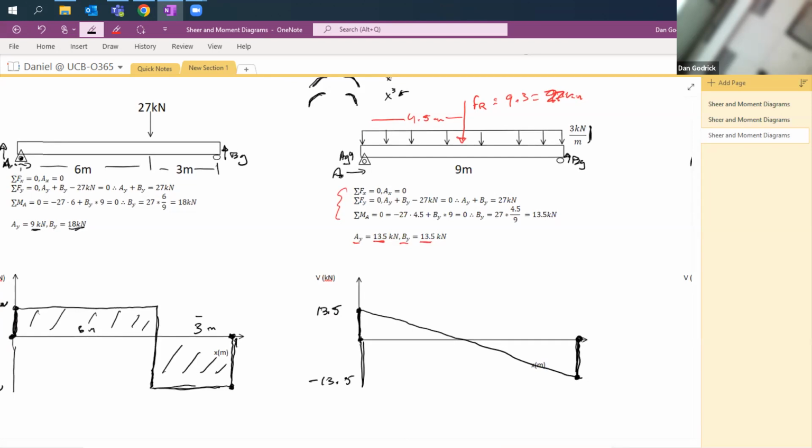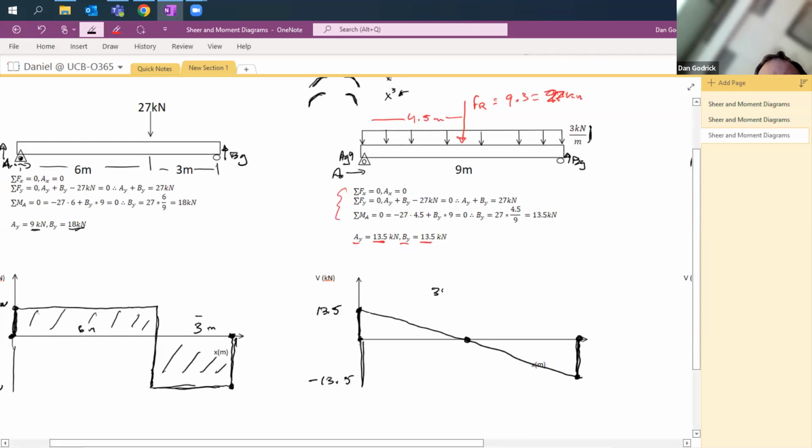So let's see, does it work? Well, if AY is 13.5, we have 9 times 4.5. Oh, nope, not 9. 3 kilonewtons per meter times 4.5, and it's negative because it's going down, equals minus 13.5. So at 4.5, we have 13.5 minus 13.5, so that is 0. And why that's important, because our 0 for our shear is going to be our maximum for our moment.